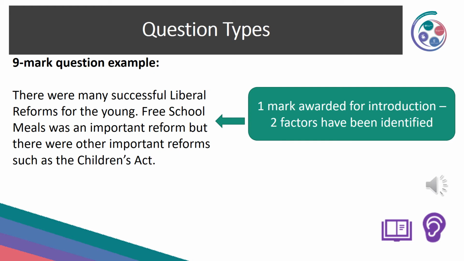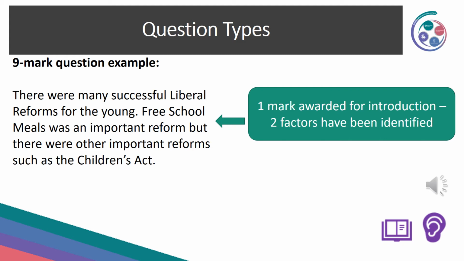We'll now take a look at an example of a 9-mark introduction. The question itself you have already seen. To what extent were the free school meals the most successful of the liberal reforms for the young? This introduction answers the question and provides at least 2 factors.